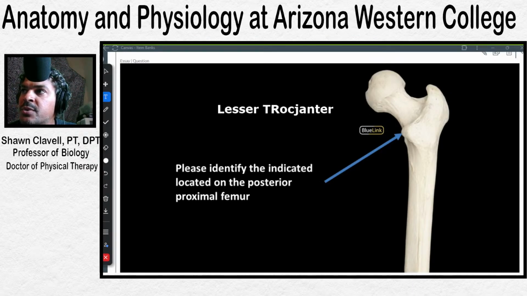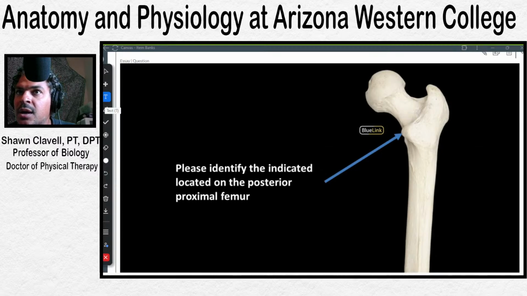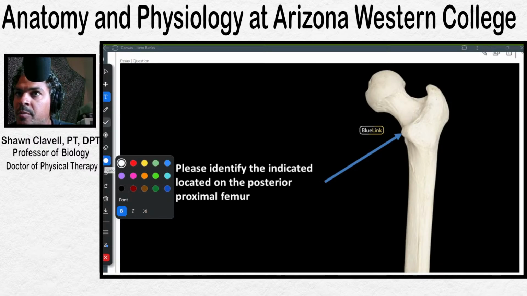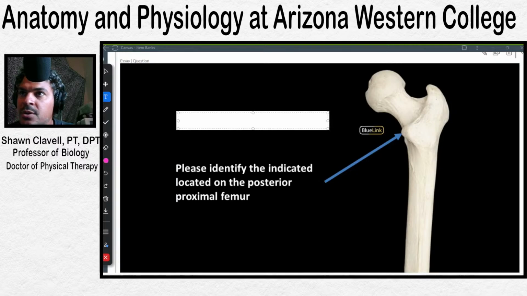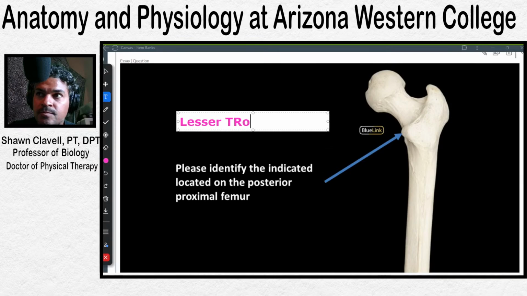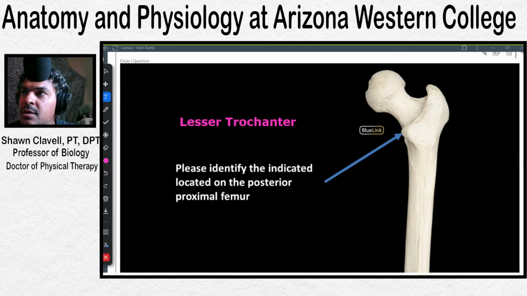Right. Oh, that's an H. Should be an H there, but lesser trochanter is the term you would use, and that is what you would put for the answer, right? Some of these questions, maybe make it pink. That'll show up there. There we go. And that's what is indicated, located on the posterior: the lesser trochanter.